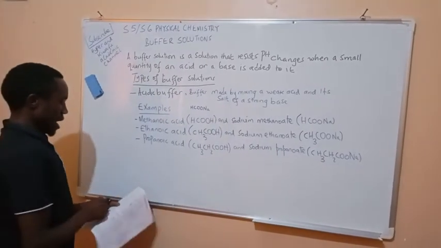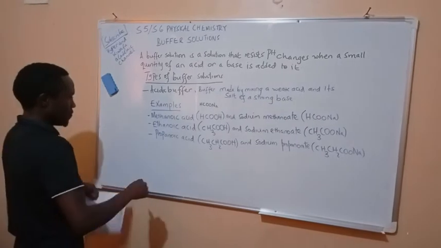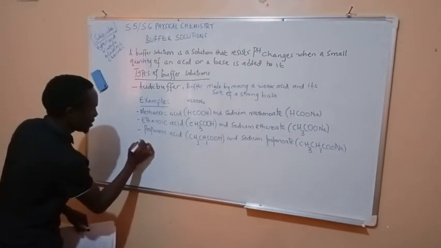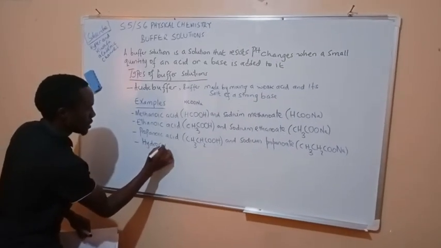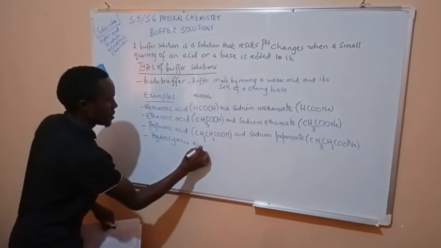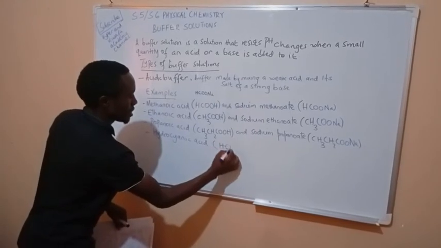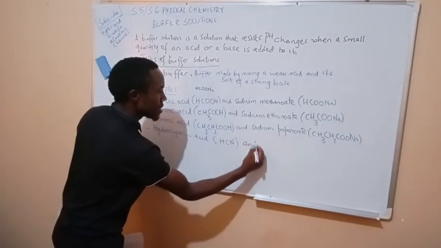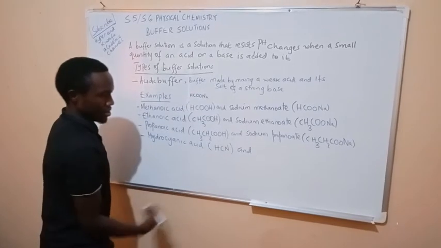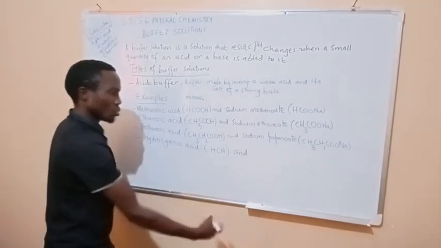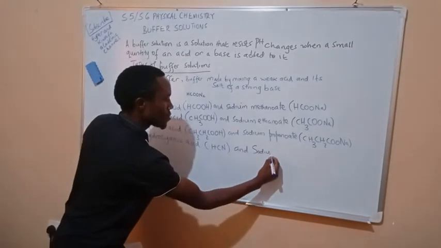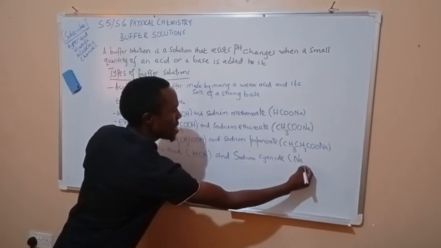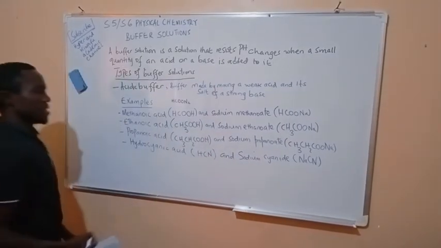Also, we can have hydrocyanic acid as another example. Hydrocyanic acid is HCN. Don't read it as hydrogen cyanide. This is hydrocyanic acid, HCN, and its salt will be sodium cyanide. We replace the hydrogen or the proton with the sodium. So we shall have sodium cyanide. So there are very many examples of buffer solutions that you can derive.